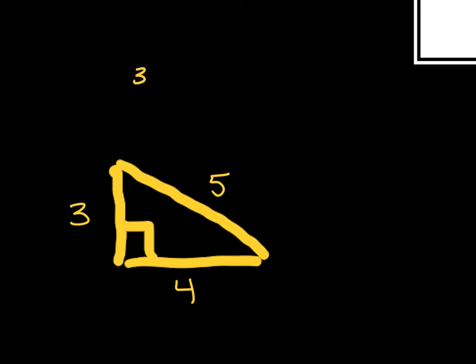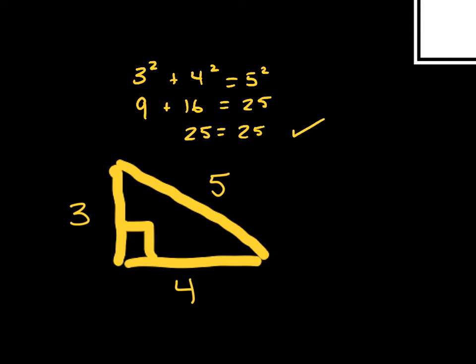So here's what I'm going to do. I'm going to do 3 squared plus 4 squared is equal to 5 squared. And I need to check to see whether this is a true statement. If this is a true statement, great, then it can be a Pythagorean triple. So 3 squared is 9, and 4 squared is 16, and 5 squared is 25. When I add 9 and 16, I get 25. Notice that this has made a true statement. 25 is equal to 25. This is definitely a Pythagorean triple.